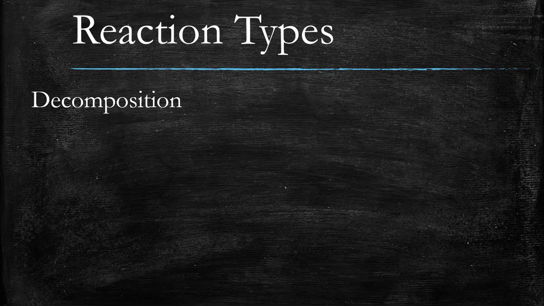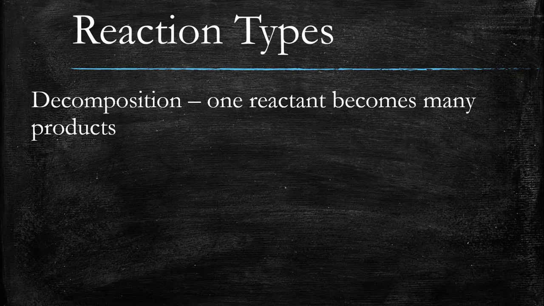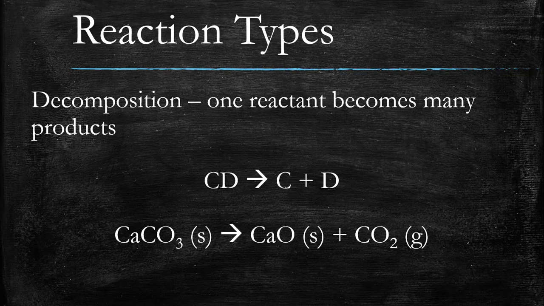Well, if you can make things, you can break things down. So a decomposition reaction is when one reactant becomes many products. Or CD breaks down to form compound C and compound D. In real life, solid calcium carbonate, chalk, when heated up, will form solid calcium oxide and carbon dioxide gas.